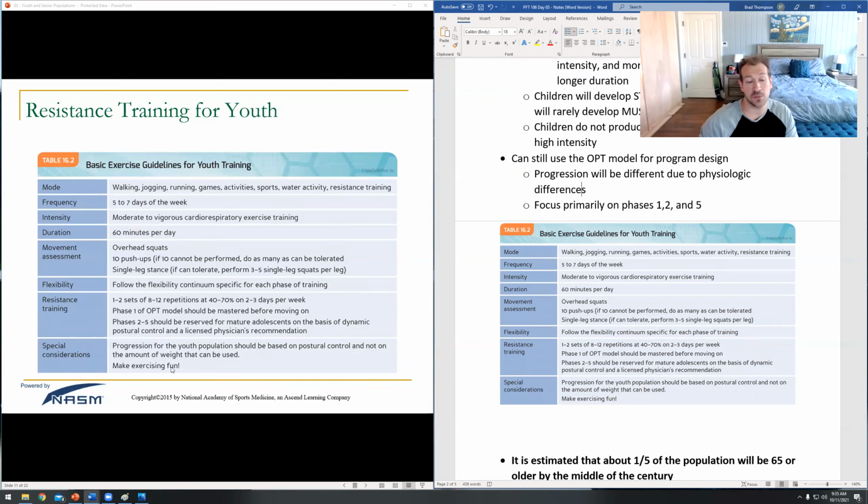Awesome. So, last little thing here, special considerations. Progressions for youth populations should be based on postural control, not on the amount of weight that can be used. And honestly, that's true for literally every client you have. Just because your client can do more weight doesn't necessarily mean they should if their posture is bad, right? Like if I've got somebody doing a shoulder press, right?